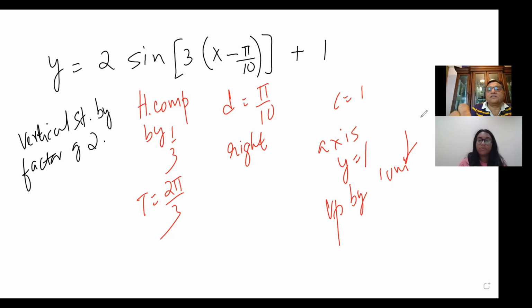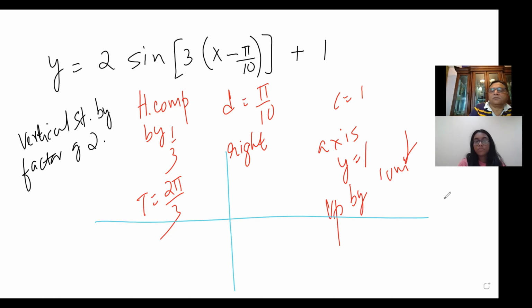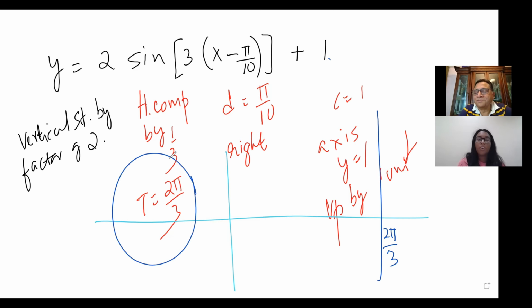And how will you sketch this? The easiest way to sketch is like this. You simply draw the scale, and then you say, well, I have one particular cycle, and this cycle is 2 pi by 3, the period. I'm going to divide this cycle into 4 equal parts. So each will be how much? This is 2 pi by 6, and this is 2 pi by 12.